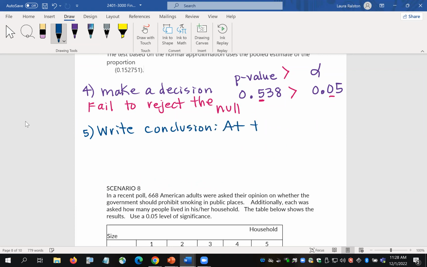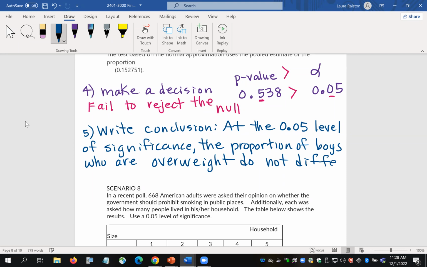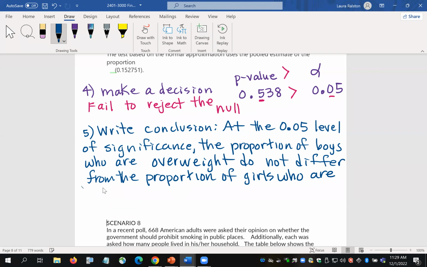So we would say at the 0.05 level of significance, the proportion of boys who are overweight do not differ from the proportion of girls who are overweight. And there you go.